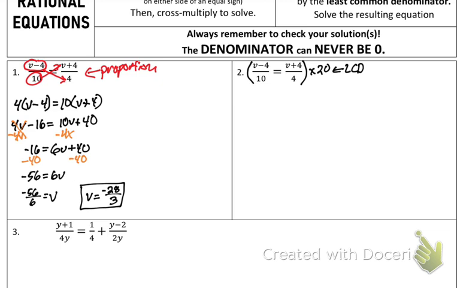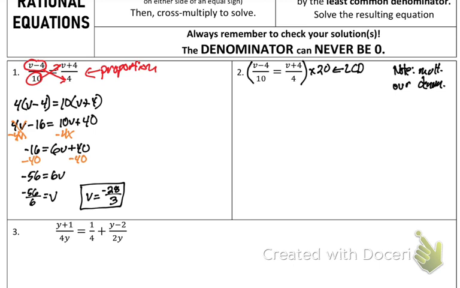I do want to bring up the point that if I can't think of a number that 10 goes into and 4 goes into, you can always multiply your denominators. So we can always multiply our denominators.